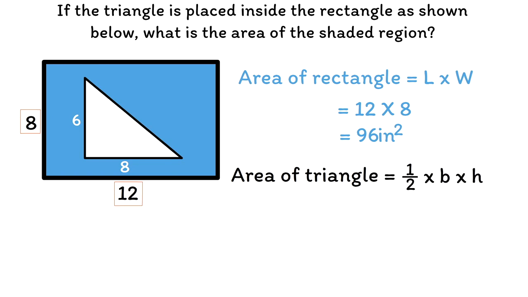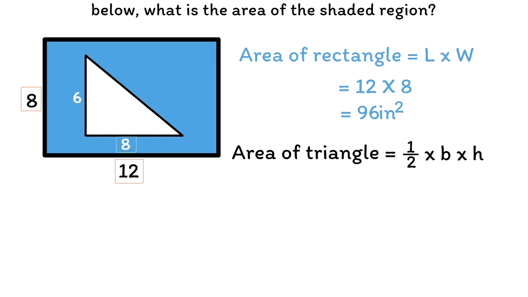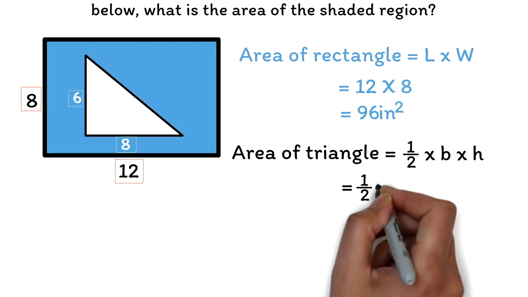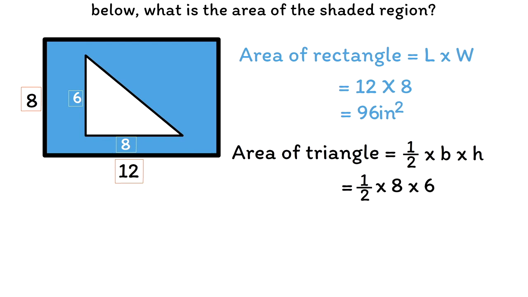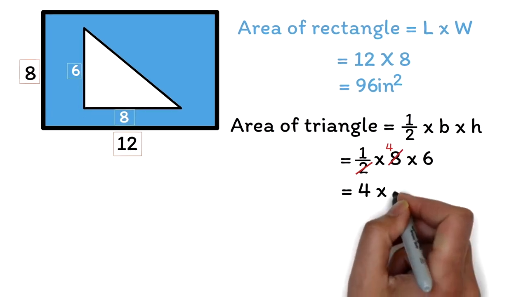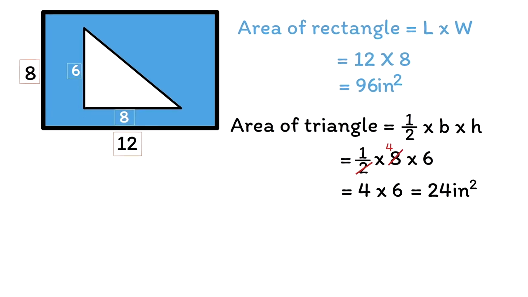height. With the diagram given, the base of our triangle is 8 and the height is 6. So we can have half multiplied by the base, which is 8, times the height, which is 6. 2 goes into itself once, but into 8 4 times. And this gives us 4 times 6, which is 24 inches squared.